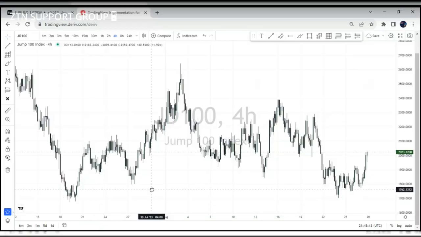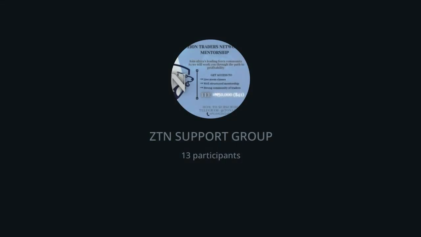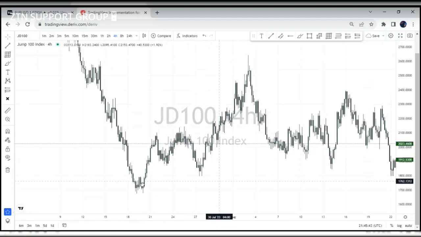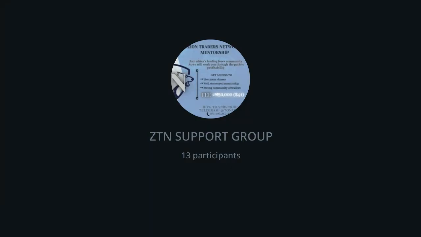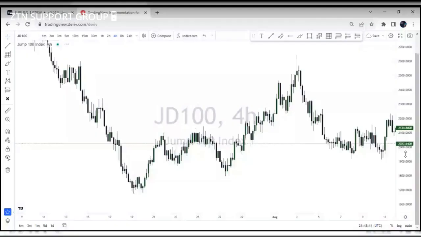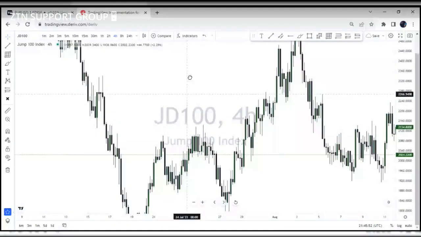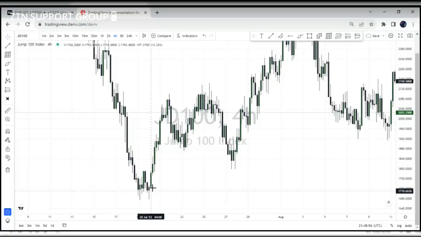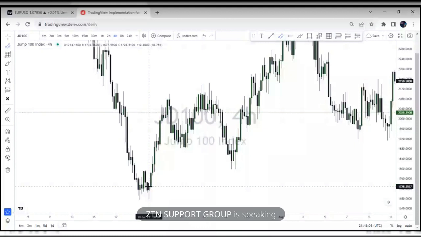Even on the 4 hours, it's not something that... So let's see. Okay, so we just have this little lower low, lower high, lower low, and break of structure.